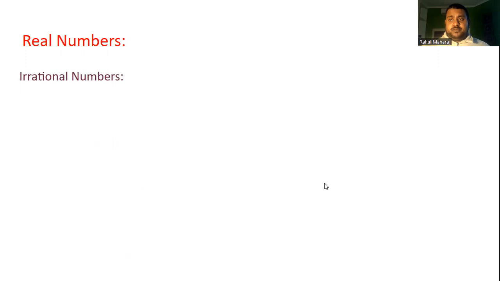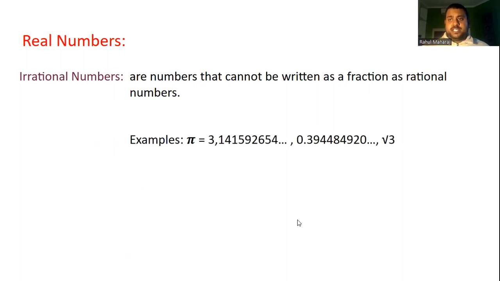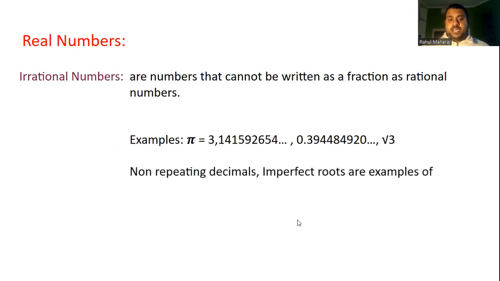We look at the second type of real numbers, known as irrational numbers. Irrational numbers are numbers that cannot be written as fractions, as rational numbers can be written as. And examples of irrational numbers would be pi, or decimals that are infinite but do not repeat, or the square root of 3, or any imperfect square. If you have non-repeating decimals or imperfect roots, those are all examples of irrational numbers.